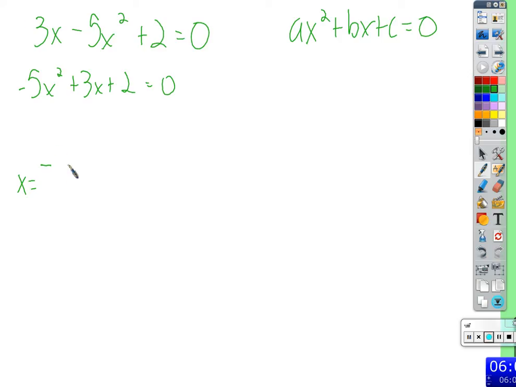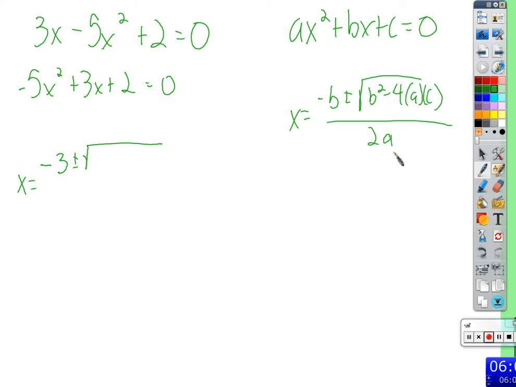Negative what? Always negative. Always there's a negative in front of it. Negative what? 3. B, right? Negative B. That's B in front of it. It's multiplied by x. So 3. Plus or minus the square root of, what's there? It's b again. X equals negative b plus or minus the square root of b squared minus 4ac, over 2a.